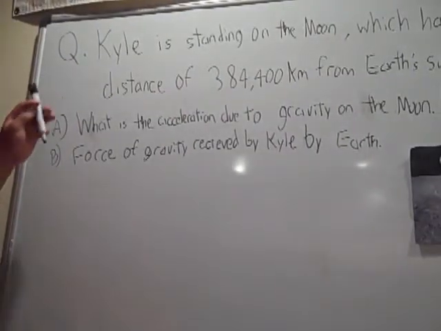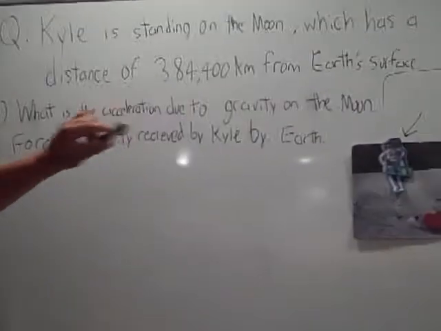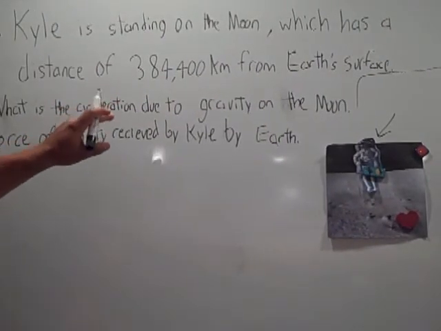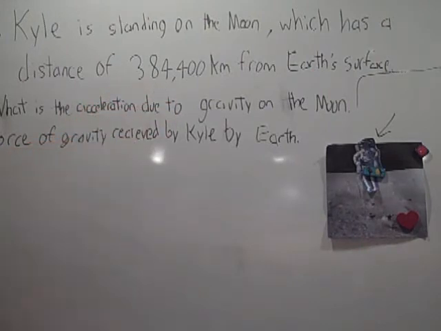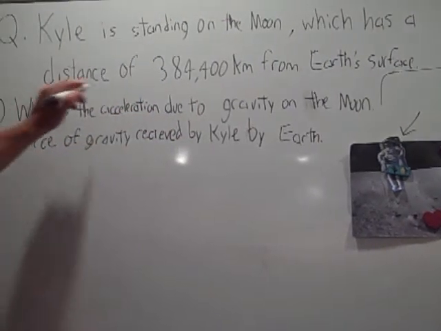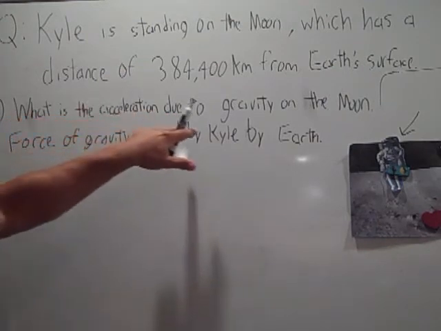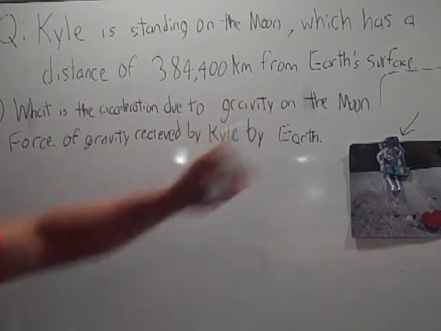So my question is, Kyle is standing on the moon, which has a distance of 384,400 kilometers from Earth's surface. The first question actually doesn't require the distance from the Earth's surface, because that just deals with the acceleration due to gravity on the moon.